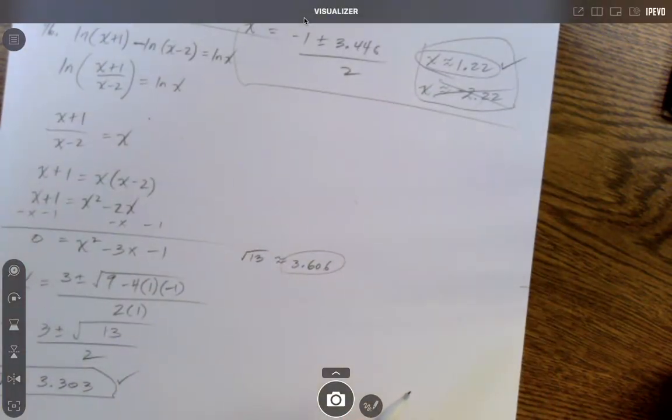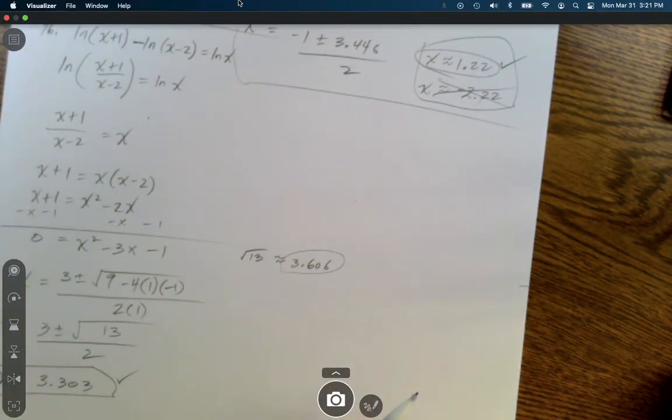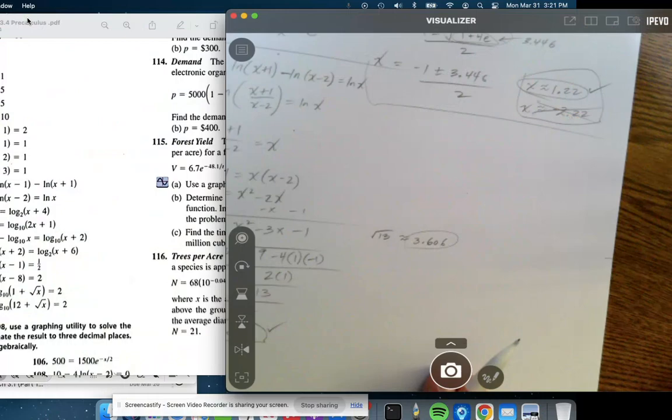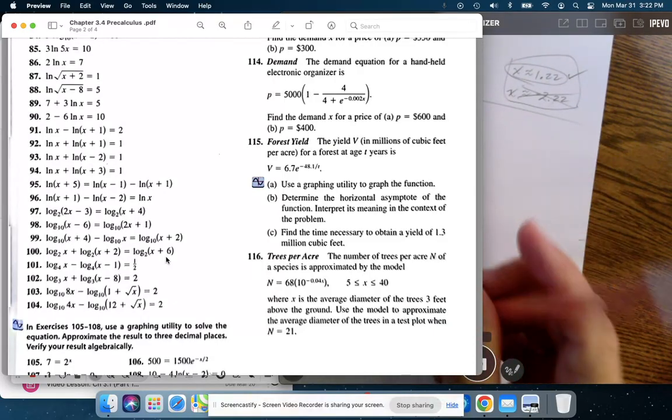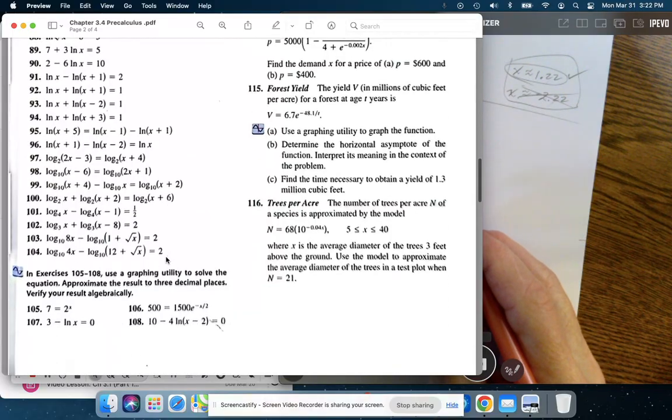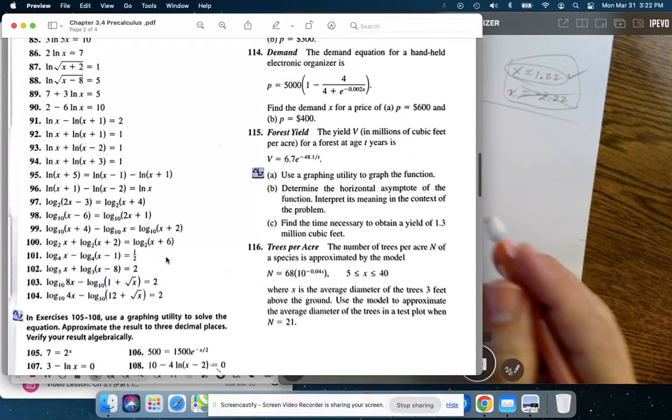All right, so that was problem 96. And they all kind of work the same. Let's do 100, and I'll stop there. I guess I need to work a couple of those. So 100.